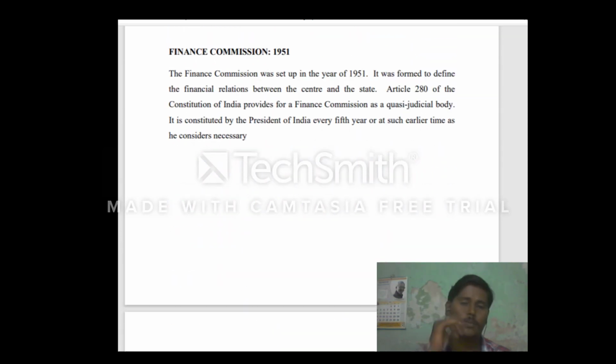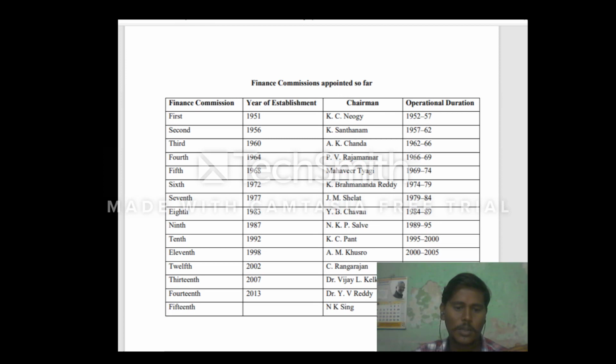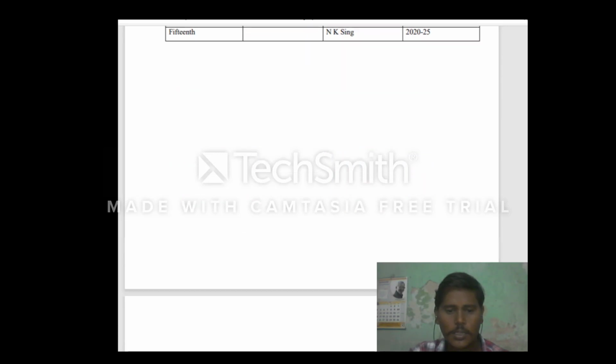have finance commission. In fact, the finance commission is a constitutional body. Article 280 speaks about the finance commission. A finance commission is appointed for 5 years. In fact, so far 14 finance commissions had worked in India. So we have now the 15th finance commission chaired by NK Singh, from 2020 to 25.